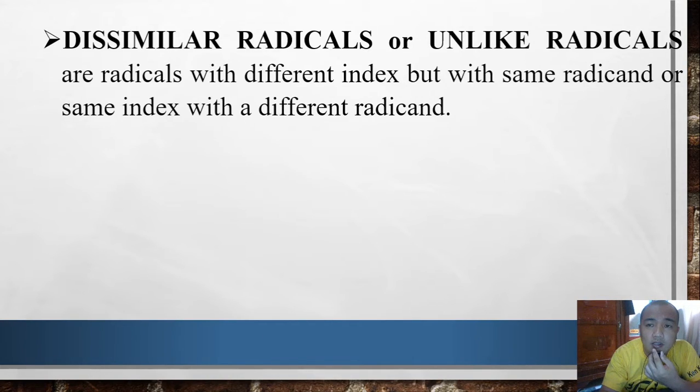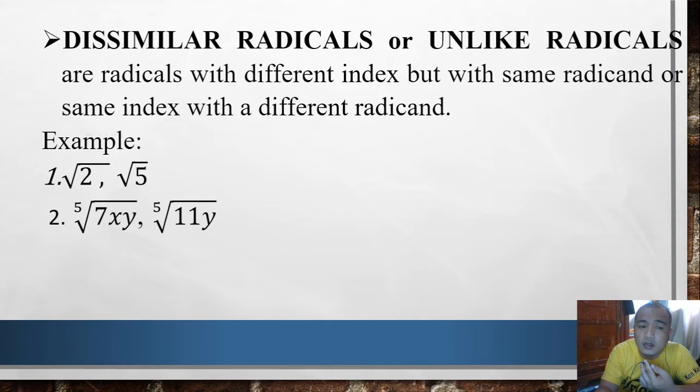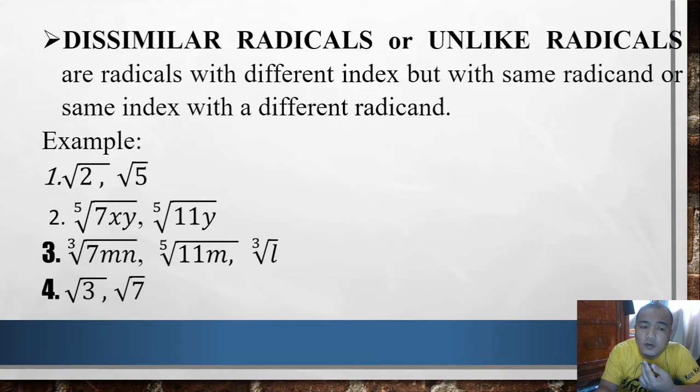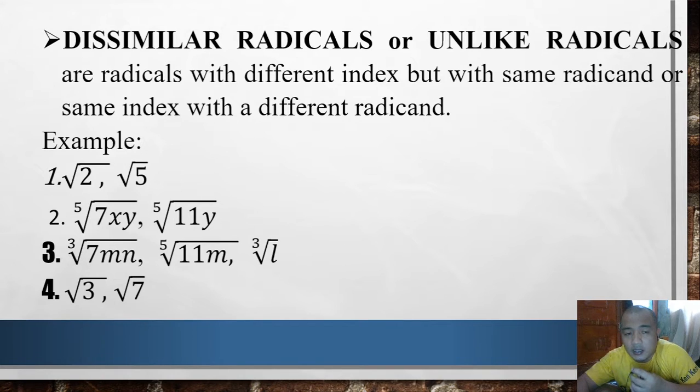How about the dissimilar radicals or unlike radicals? These are radicals with different index but with same radicand, or same index with a different radicand. Square root of 2, square root of 5, example of these unlike radicals. Another, number 2, fifth root of 7xy, fifth root of 11y. Cube root of 7mn, fifth root of 11m, cube root of l. Number 4, cube root of 3, square root of 7. Number 5, cube root of 13x, square root of 13x. So these are examples of unlike radicals.